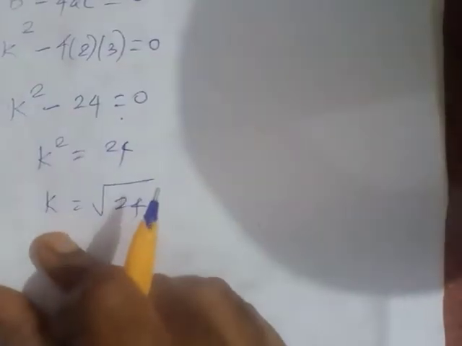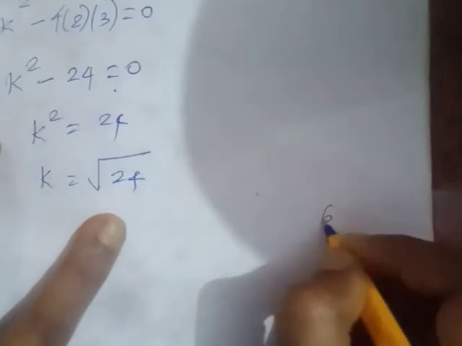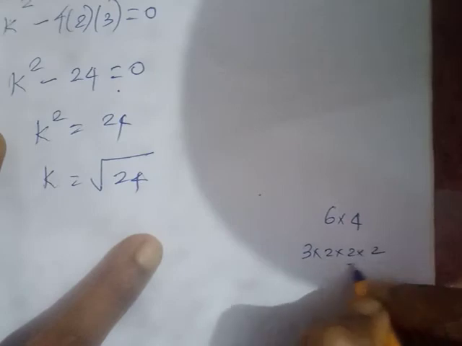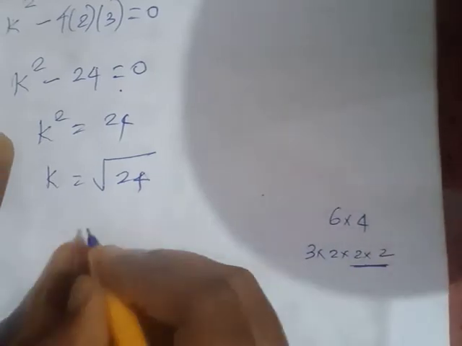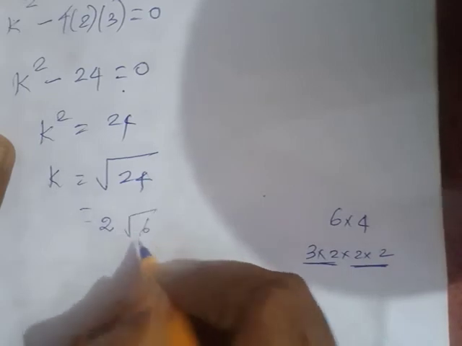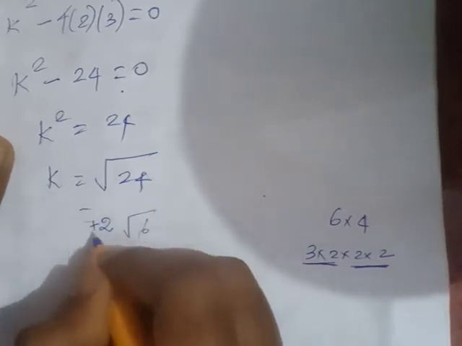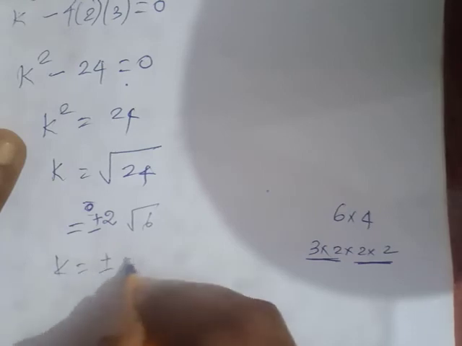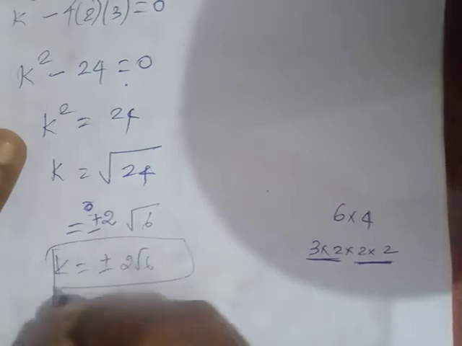k square is equal to plus 24. So k is equal to square root of 24. What is square root of 24? Actually this can be written as 6 into 4, 3 into 2 into 2 into 2. For this 2 you have a pair, so you can take 1 2 outside, and for 6 you cannot take root. And when you take out root, you should write plus or minus. k is equal to plus or minus 2 root 6. That will be the answer.